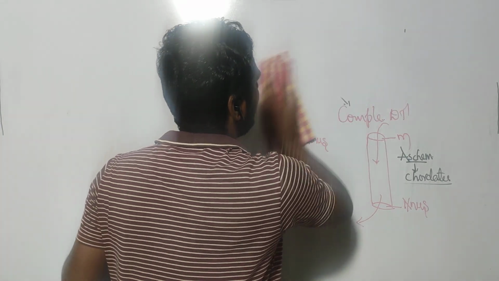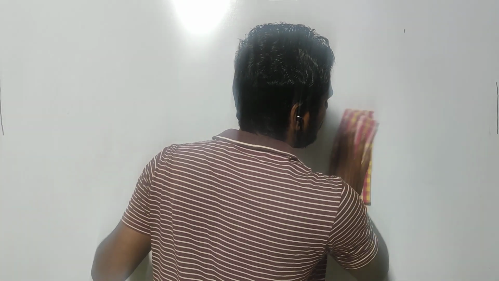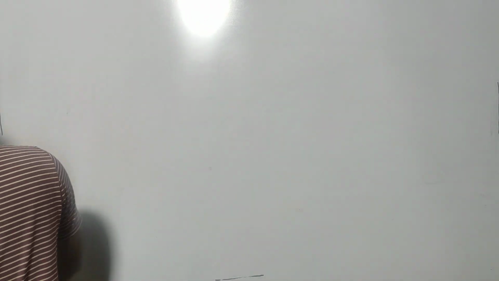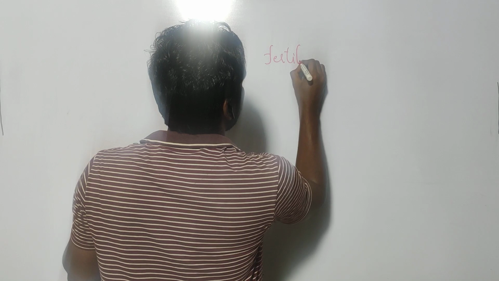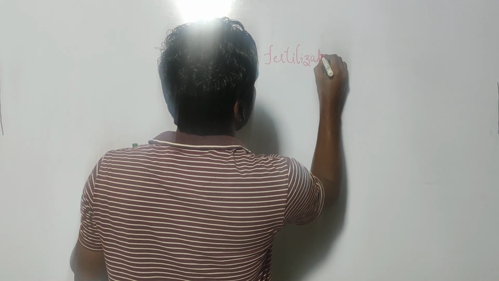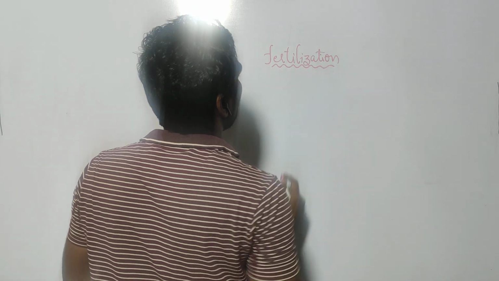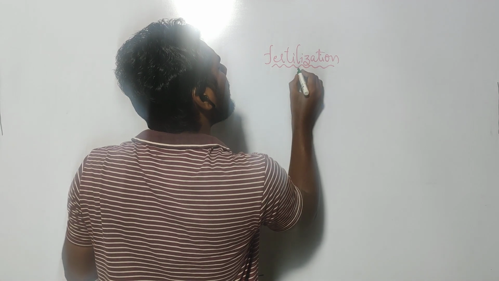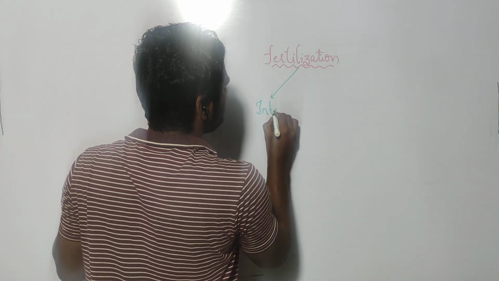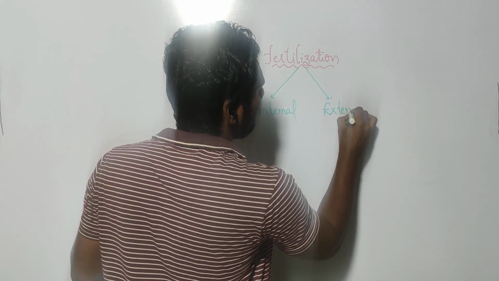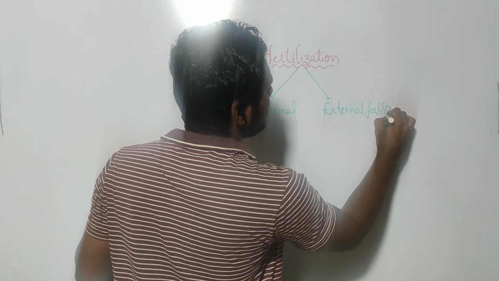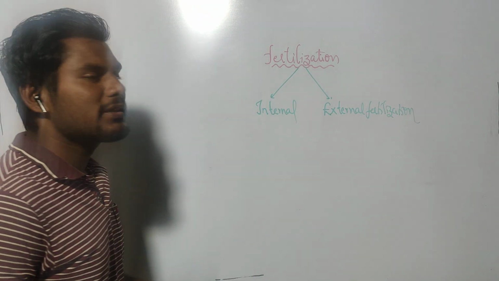After alimentary canal, fertilization. Syngamy means fusion. Fertilization. Yes, all of you may be aware of it. Two types of fertilization. What are the two types of fertilization? Internal fertilization and external fertilization.